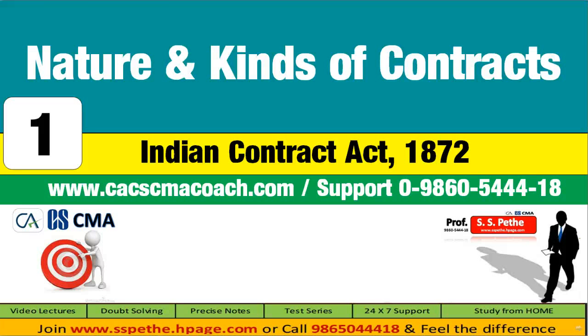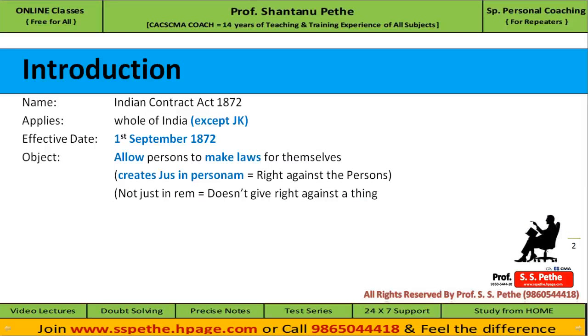Today we are going to study the first topic of Indian Contract Act 1872, and the name of the topic is Nature and Kinds of Contract. First we will see the introduction part.